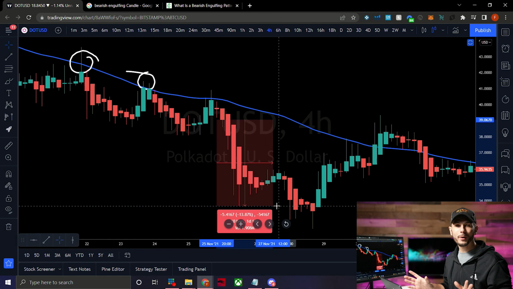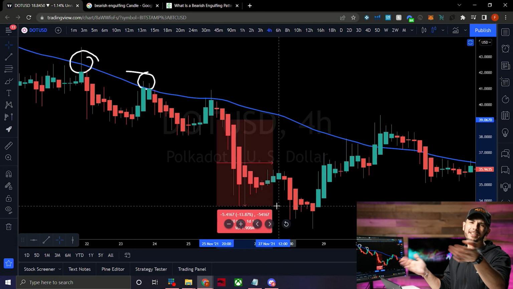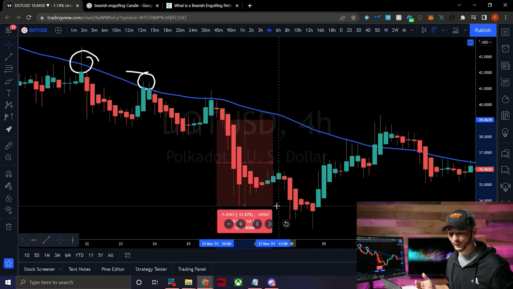I know what I'm going to say. I'm not going to say it. Actually, you know what? I'll say it. Throw some 10x leverage on it. And that makes that 130% move, or almost 140% move. So this is very, very powerful.